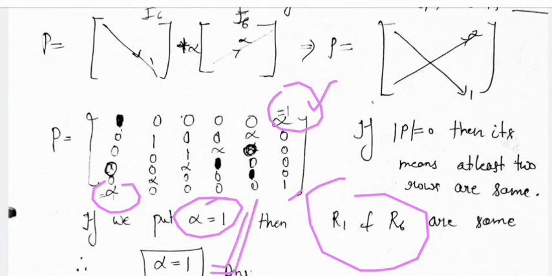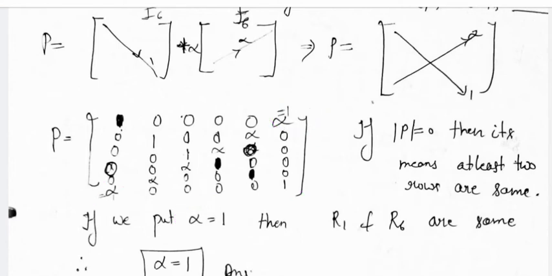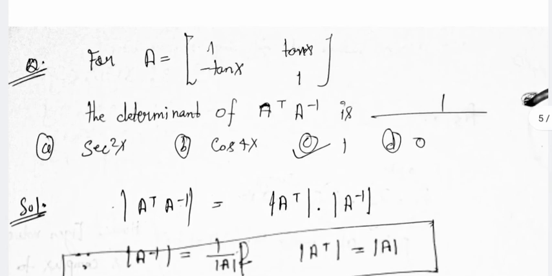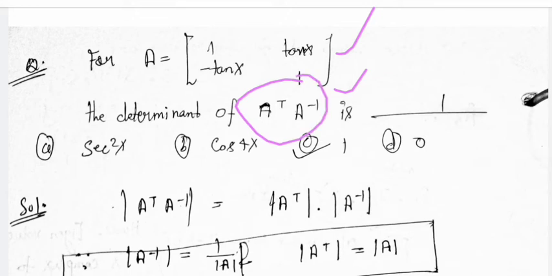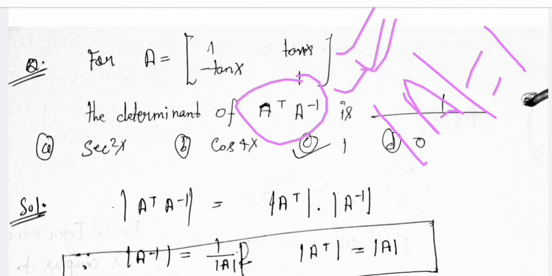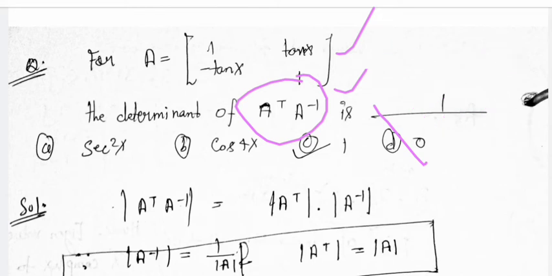Okay, now come to the next question. The next question is defined as: for a matrix A, A is equal to cos x in the first row, minus sin x in the second row. Now what is the determinant of A transpose dot A inverse? So it is a very easy question. Why? Because we know that after getting the determinant of A, we get 1, which is really very easy, since it is an orthogonal matrix.